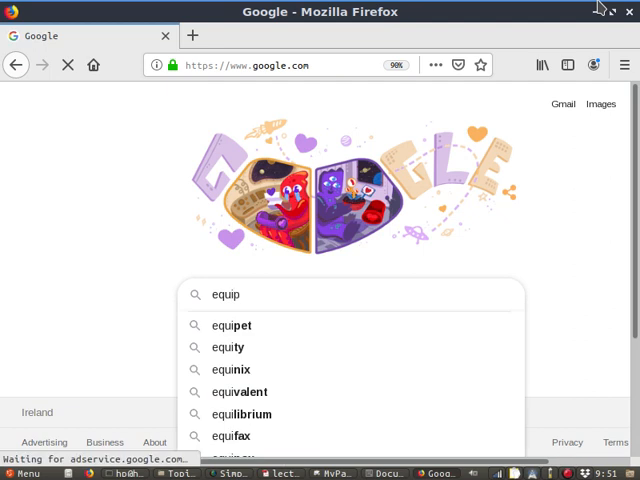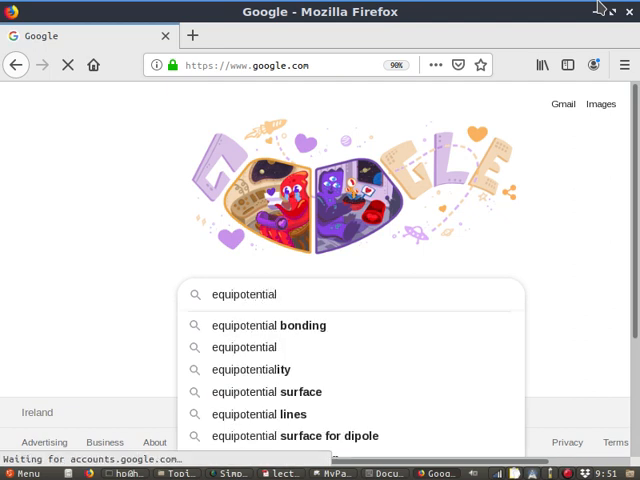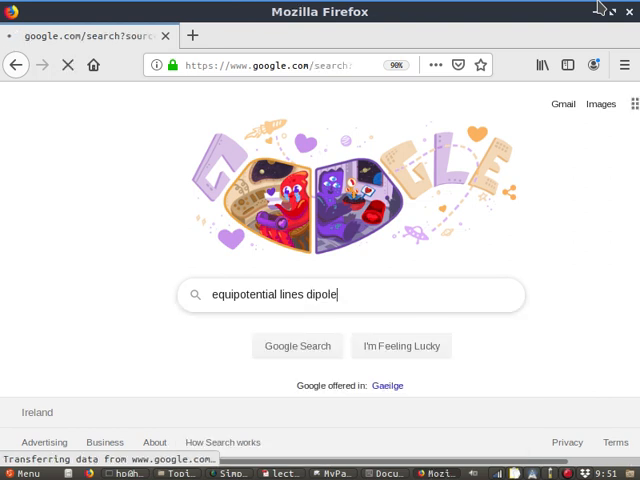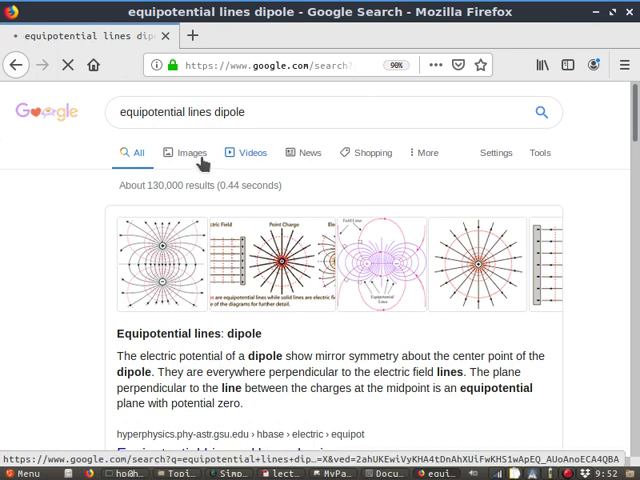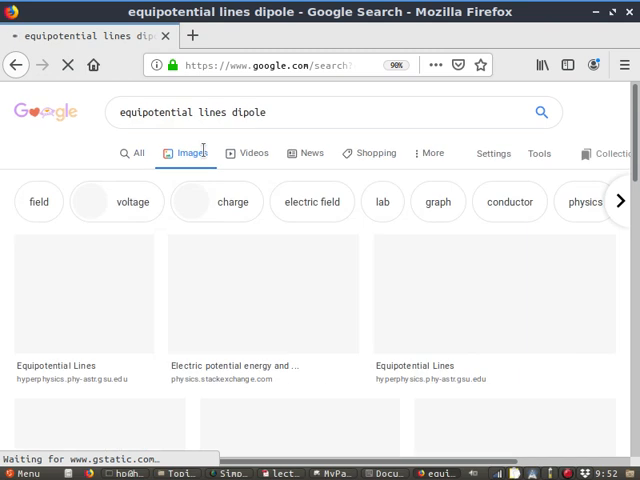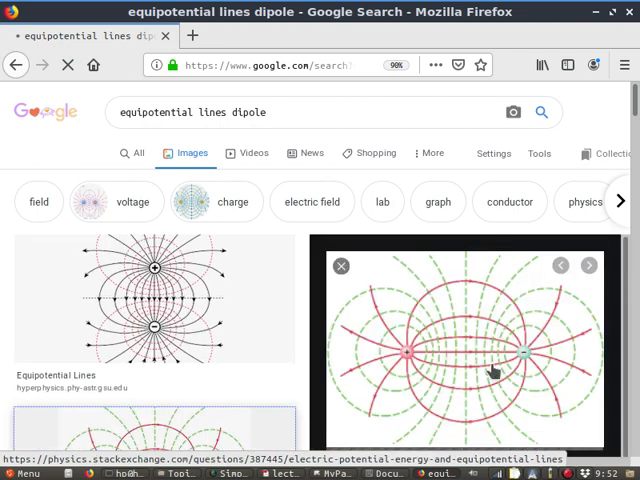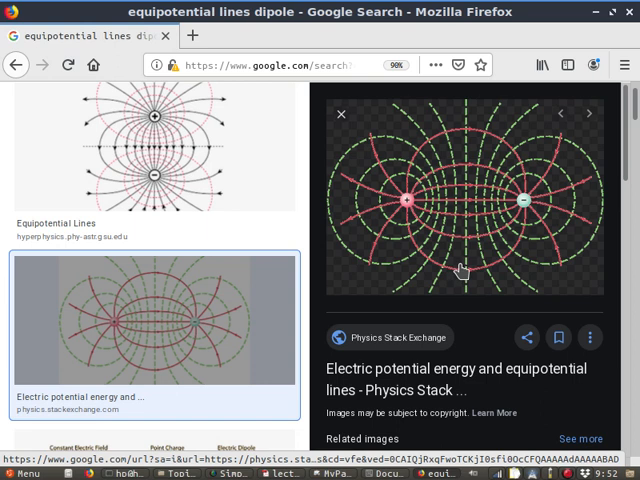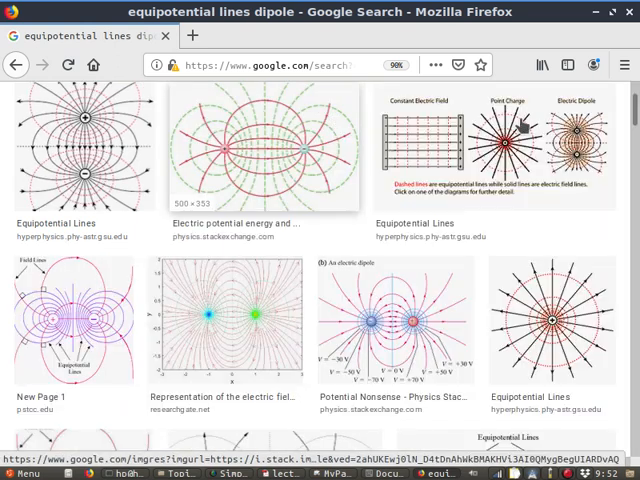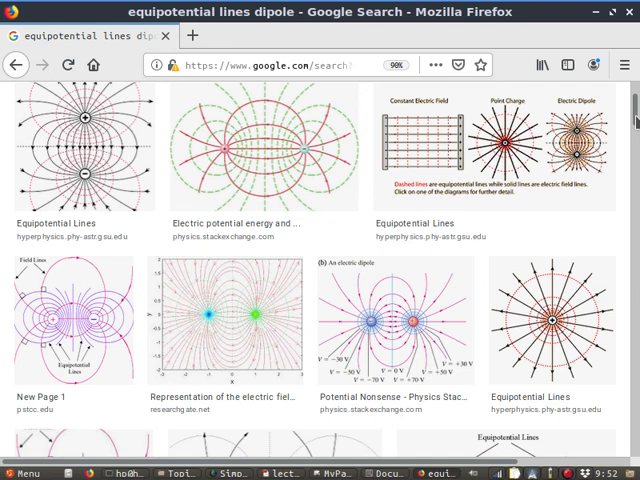No, not equidistant. Here we go. Let's see. Oh, so they're like ovals, actually. Yeah, that's nice. The green one is the equipotential. Let me get a better picture. That one with the red. That one on the left. This one? Yeah.